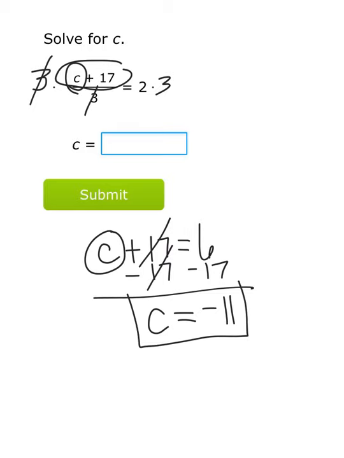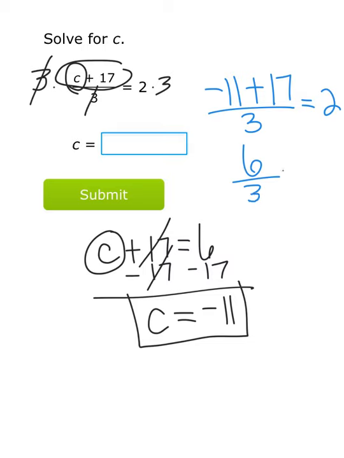Okay, plug your answer back in to check before you submit. If c is negative 11, I can plug that in place of c. And I want to check, does negative 11 plus 17 divided by 3 equal 2? Well, negative 11 plus 17 is 6, and 6 divided by 3 is 2. So we did it correctly. I know that c has to be negative 11.